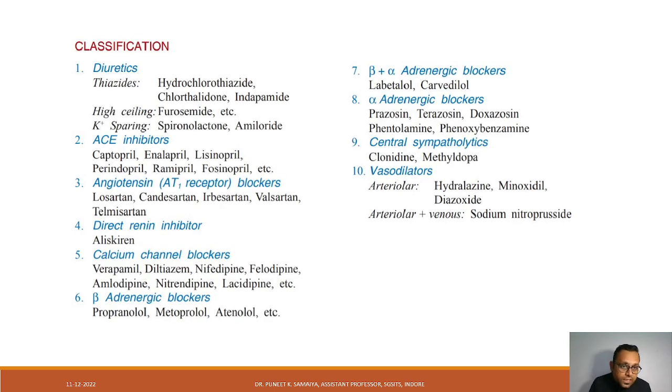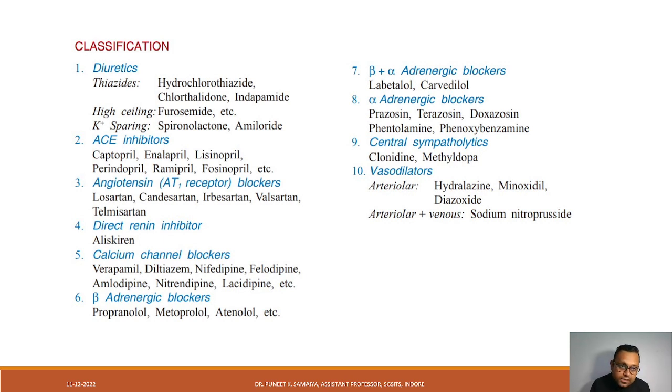Now this is the classification of the drugs which are given during hypertension to lower the blood pressure. These are the 10 categories. First is the diuretic, second is the ACE inhibitors. ACE means angiotensin converting enzyme inhibitors. Then angiotensin receptor blockers, AT1 receptor blockers. Then direct renin inhibitors. Then calcium channel blockers. Then beta adrenergic blockers, beta plus alpha adrenergic blockers, central sympathomimetics, and vasodilators. For diuretics, there are three categories.